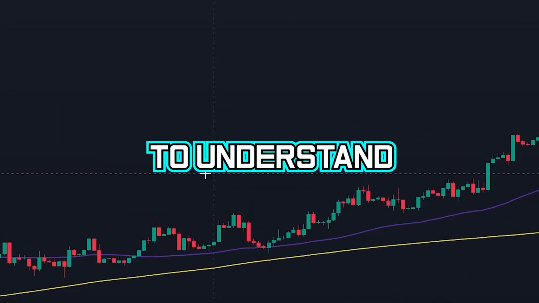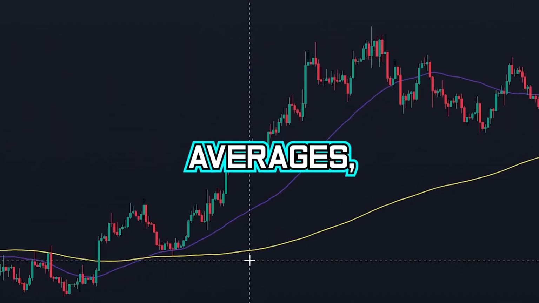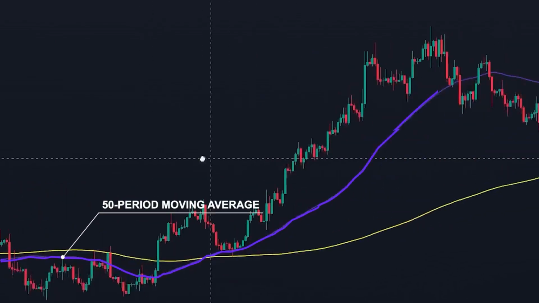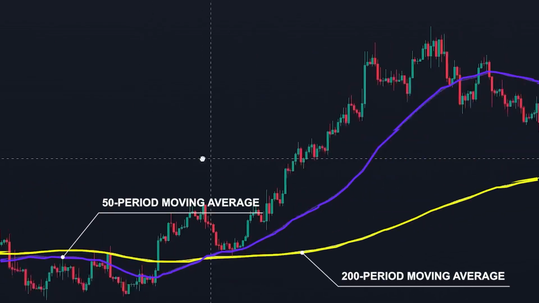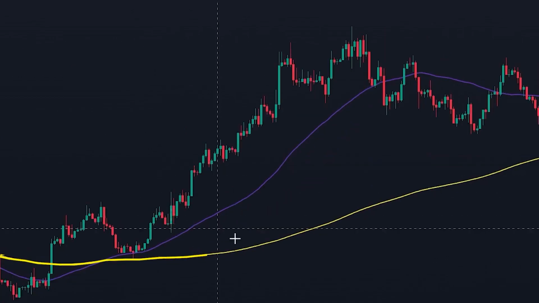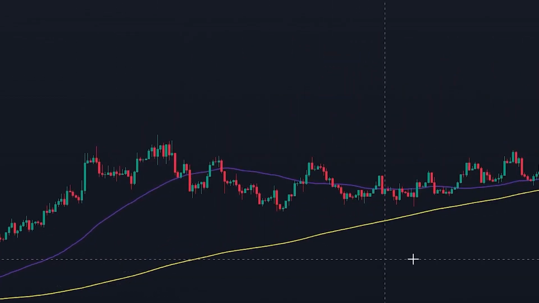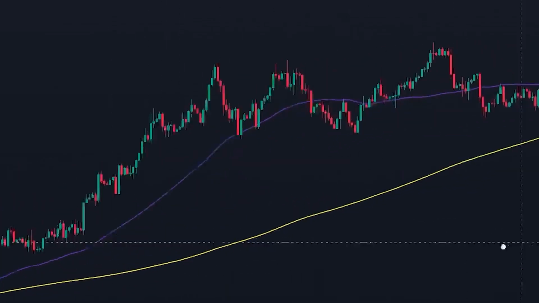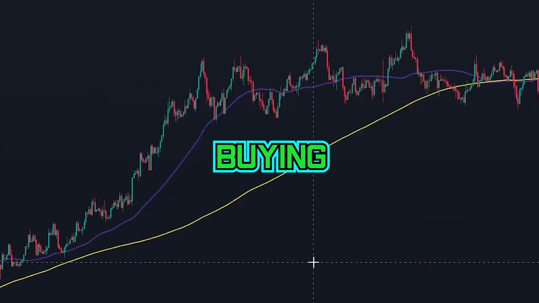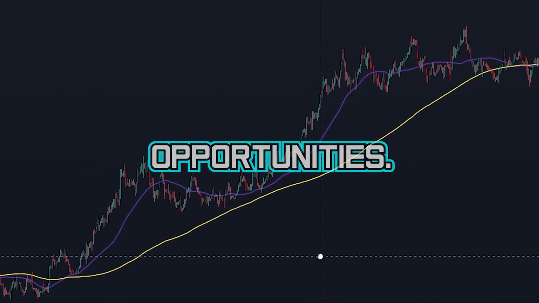Lastly, you need to understand large versus small moving averages. Combining 2 moving averages, like the 50 and 200 EMA, helps identify trend direction. When the smaller moving average is above the larger one, it signals an uptrend, and vice versa. This method aids in spotting buying or selling opportunities.